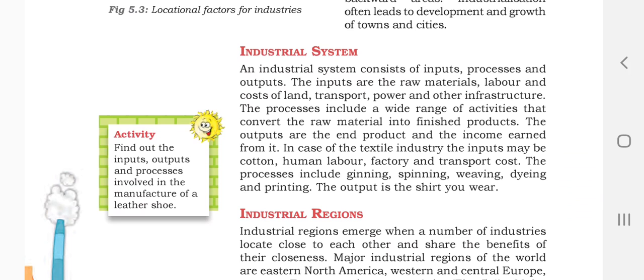In the case of the textile industry, the inputs may be cotton, human labor, and transport cost. The process includes ginning, spinning, weaving, dyeing, and printing. The output is the shirt you wear. Whatever they work on, everything under the process of finished products, the output is the shirt. That is the main output, and it should be more profitable than all the investment they have made.